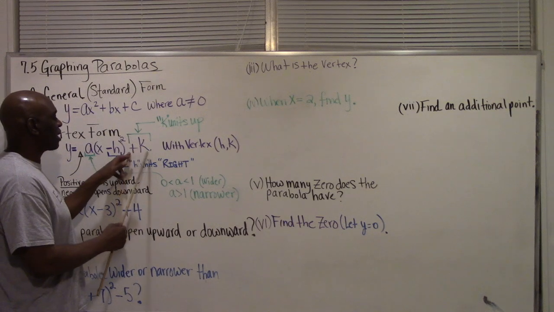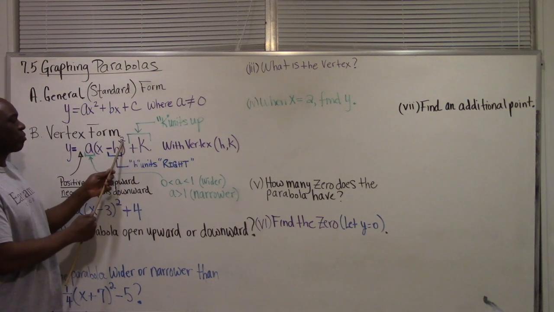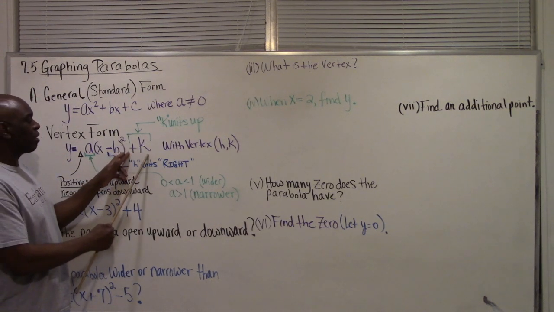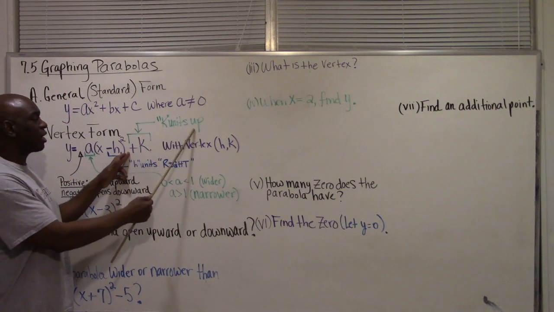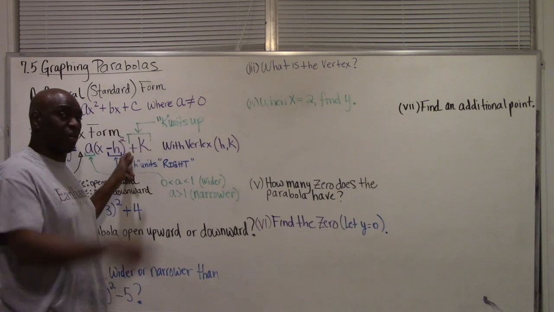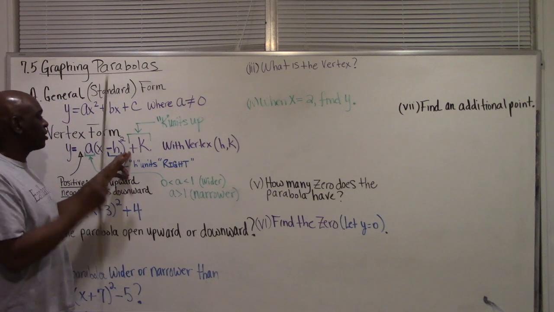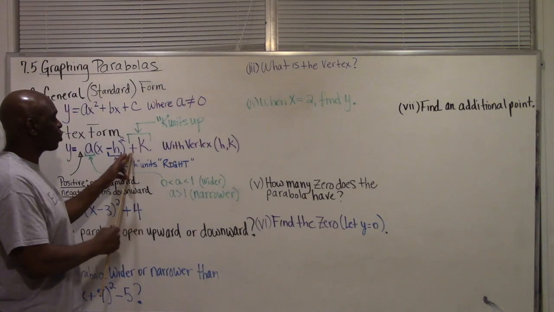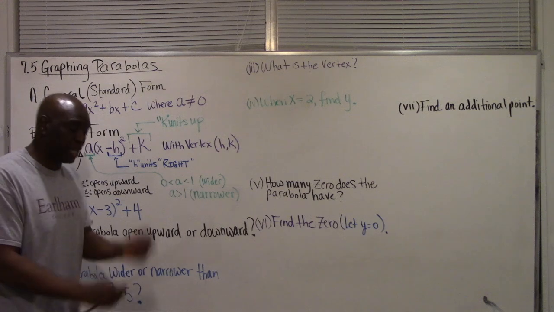Then we have the plus k. Oh, don't forget the square too. Then we have plus k. Plus k means k units up. We have a vertical shift upwards, up k units. If this were minus k, you would go down k units.